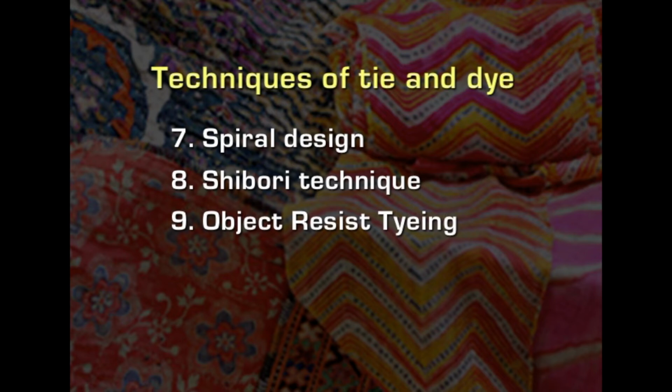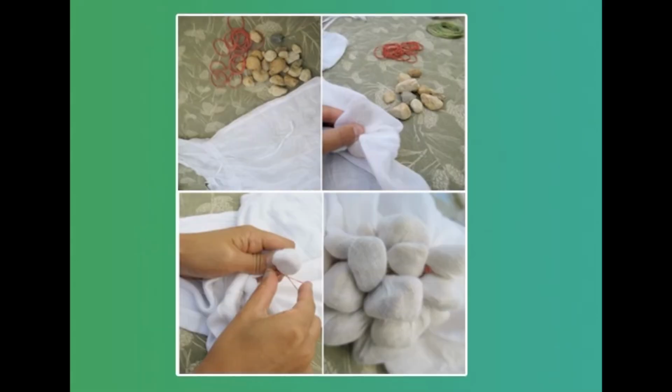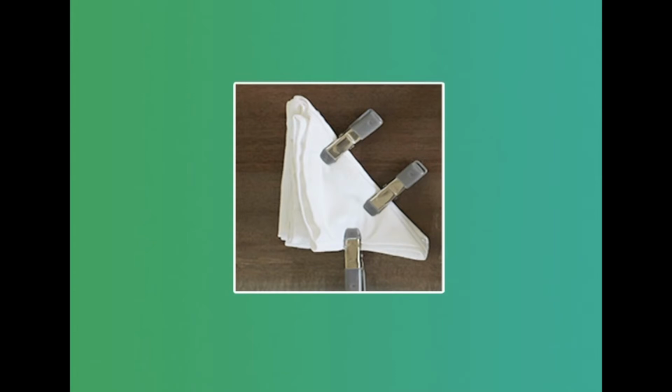Coming to the next technique, object resist tying. In this technique, any object like stones, clips, pins are used as resisting material. Here, the fabric is laid flat and the design is traced onto the fabric. According to the design, stones of equal size are selected and tied with twine thread or rubber band at equal distances. In another technique, simple clips or pins are used as resisting material.